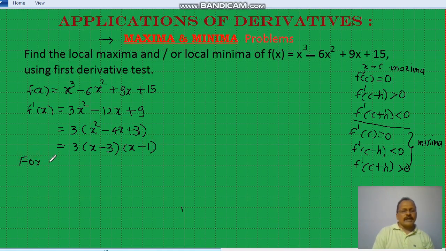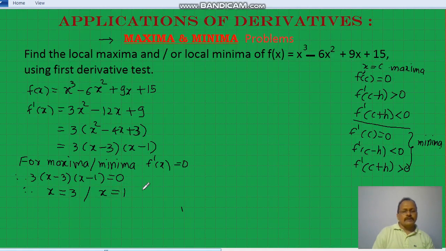For maxima or minima, f dash x is equal to 0, and therefore 3 into (x minus 3) into (x minus 1) is equal to 0, and therefore x is equal to 3 and x is equal to 1. These are stationary points.